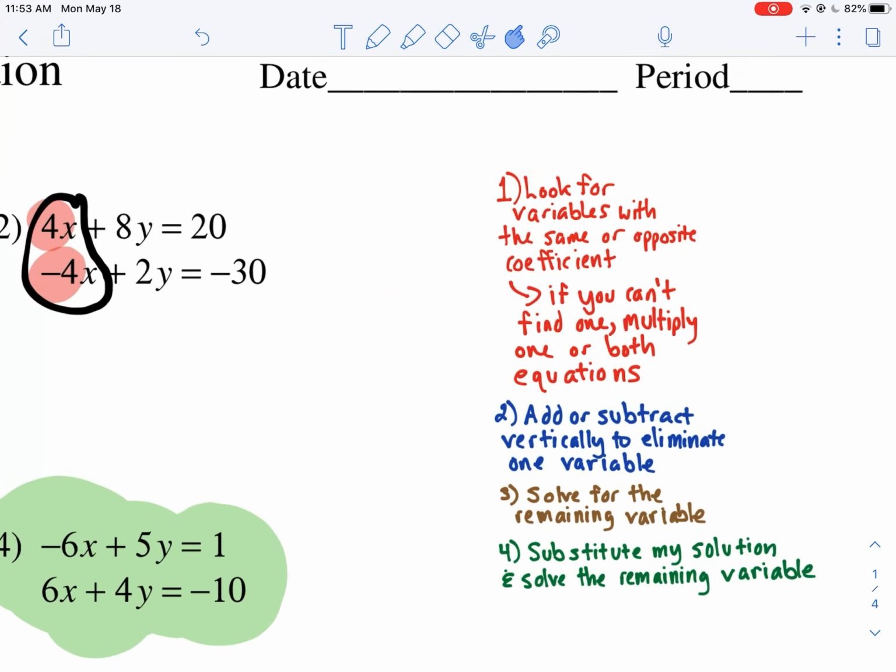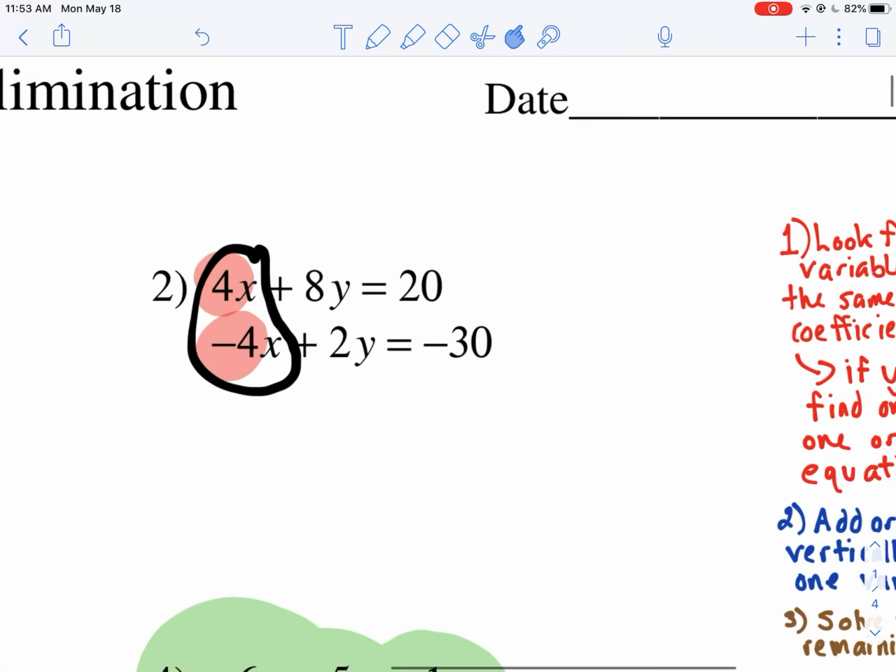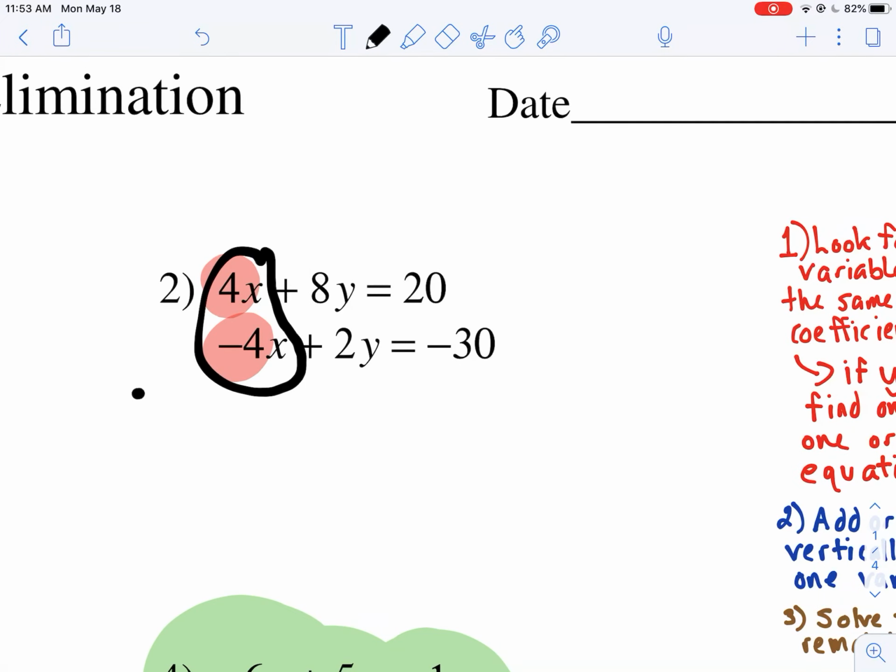My second step is to add or subtract vertically to eliminate one variable. So if I look here, if I do positive 4x plus negative 4x, I'm going to get 0. So 4x plus negative 4x gives me 0x. The x's are gone. They're eliminated.